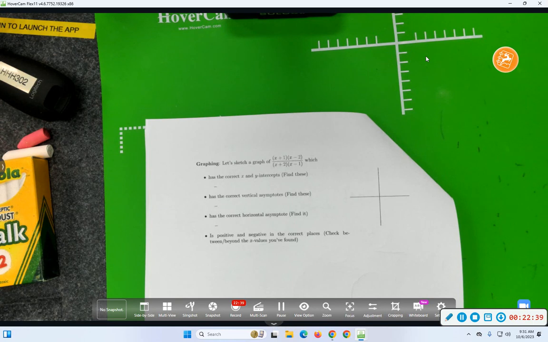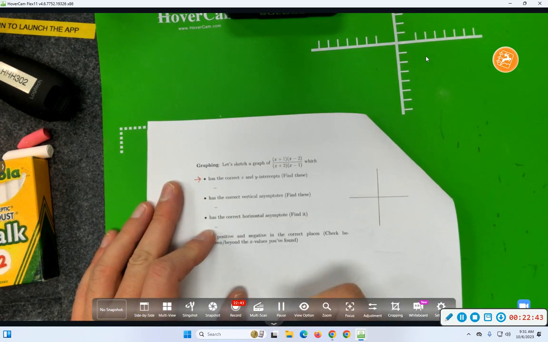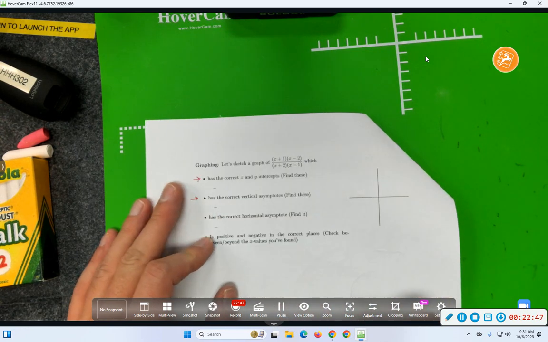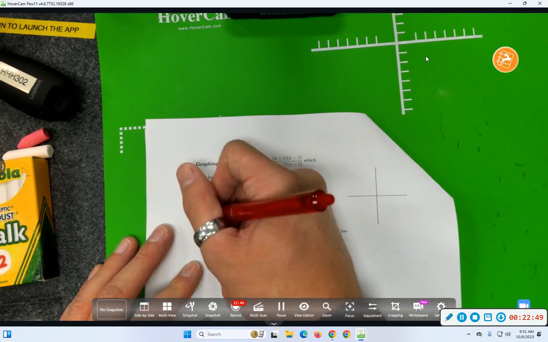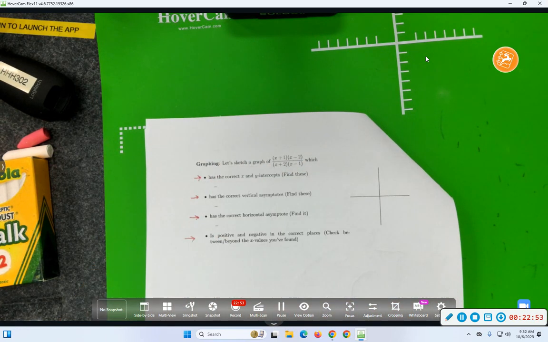So, let's make sure that our graph has the right intercepts. So I guess that means we have to find them. It has the right vertical asymptotes, so we've got to find them. It has the right horizontal asymptote, and is positive and negative in the right places. And that bottom bullet point is where we'll spend most of the FR. So, let's go through it.